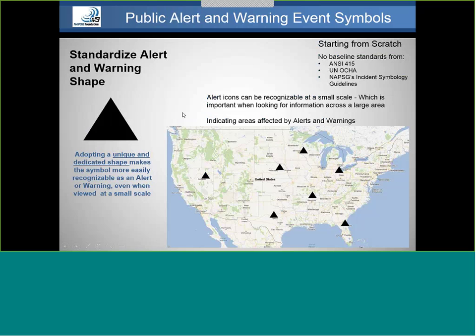Great. So Chris and Rebecca have done an excellent job of setting the framework for what we're going to begin now on public alert and warning event symbols. One thing I want to reiterate is we're starting from scratch. This is the first go-around to bring some standardization into the mapping world. As Rebecca highlighted, this will hopefully go far beyond just the map page or the plot sheet and really gain some traction. So we have a clean slate.